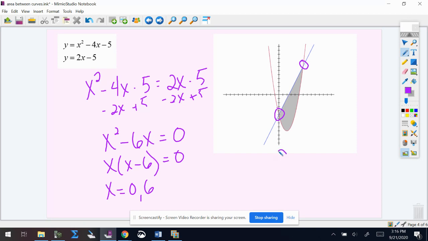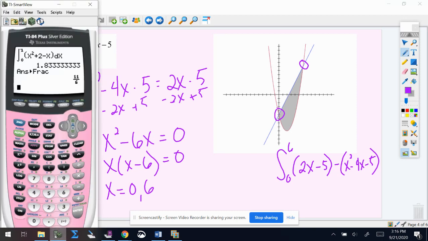So with this, we're going to go from 0 to 6. My top curve, the curve that's on top of this gray region that bounds it from above, would be the blue one, which is the line. So we're going to have 2x minus 5, minus my bottom curve, x squared minus 4x minus 5. And then at this point, if you want to simplify, you can. If you want to say, nope, I'm done, I'm ready to go to my calculator, that's fine too. I have seen questions where they don't even want the final answer. They just want to see if you know how to set it up adequately. I actually like questions like that because it saves you some time.